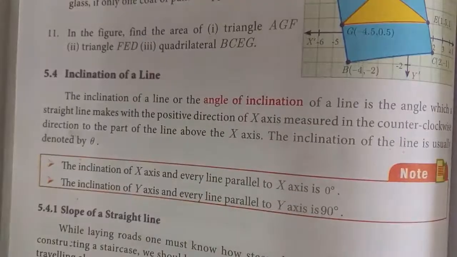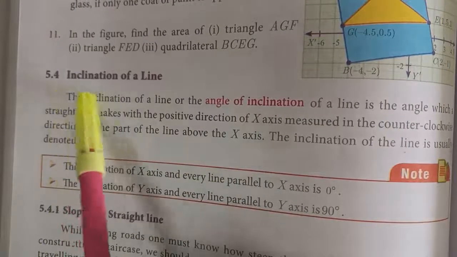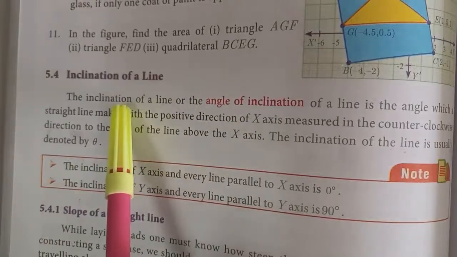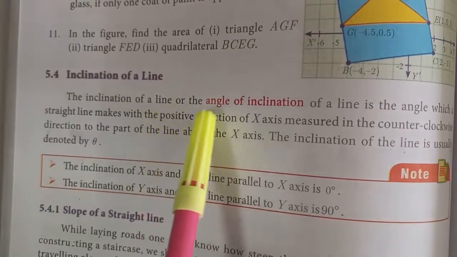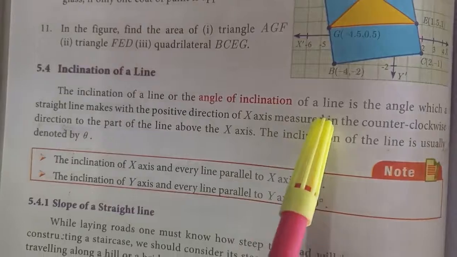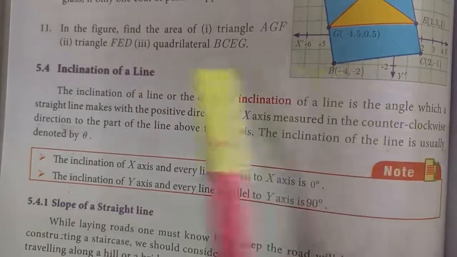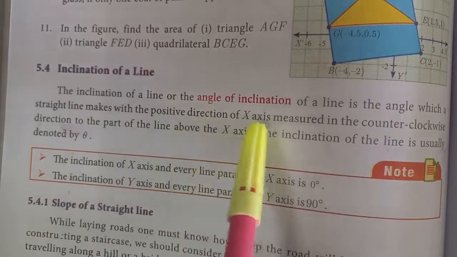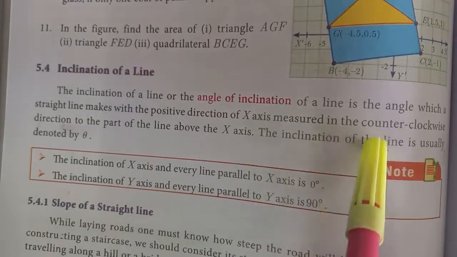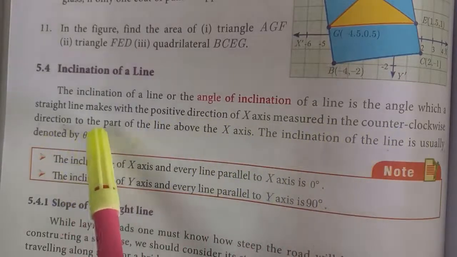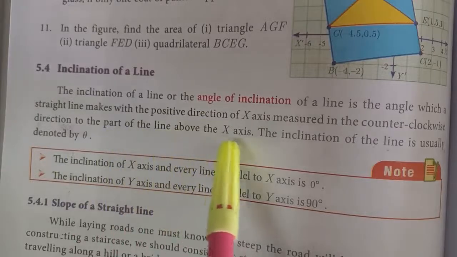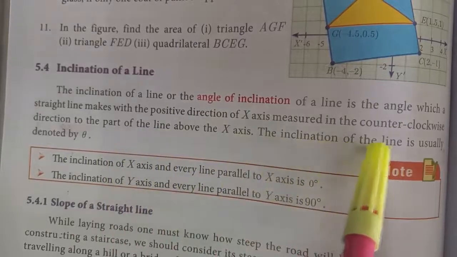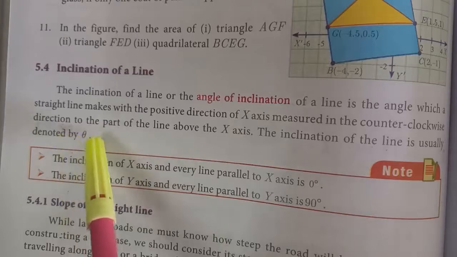Happy morning students. Today we are going to see 5.4 inclination of a line. The inclination of a line, or the angle of inclination of a line, is the angle which a straight line makes with the positive direction of the x-axis, measured in the counterclockwise direction to the part of the line above the x-axis. The inclination of the line is usually denoted by theta.